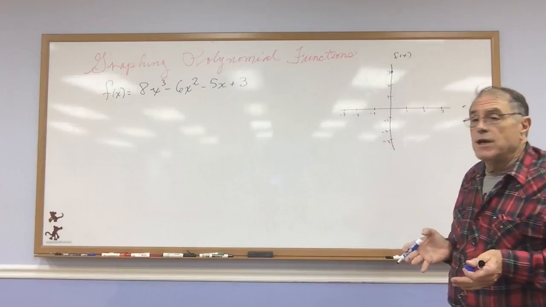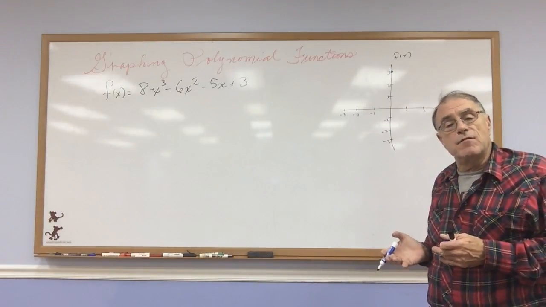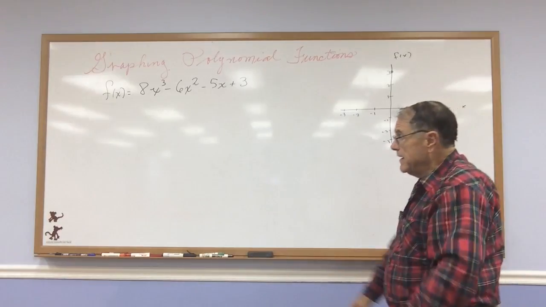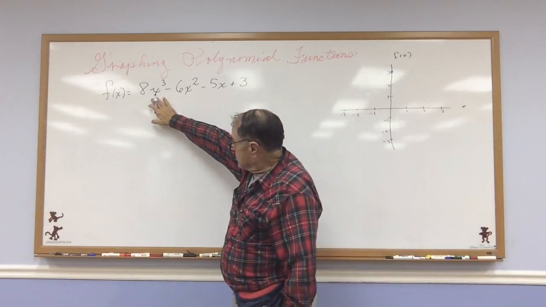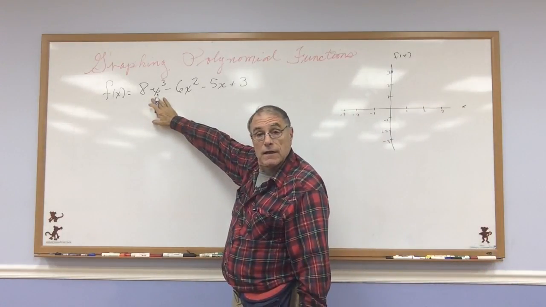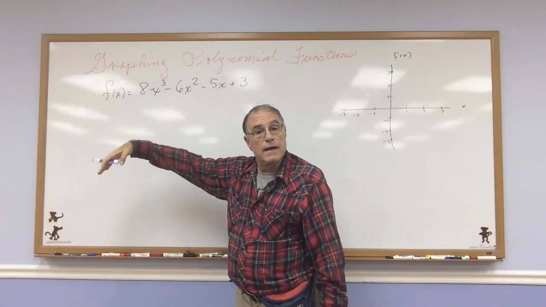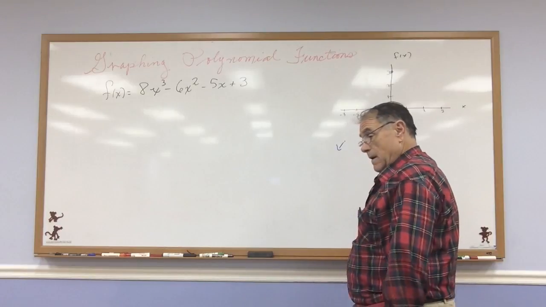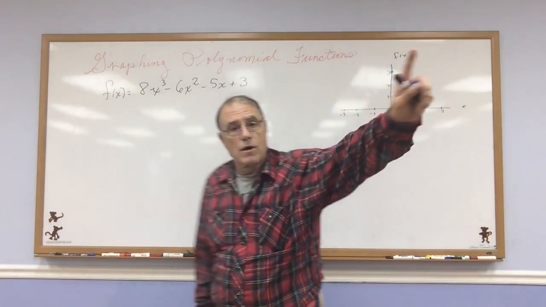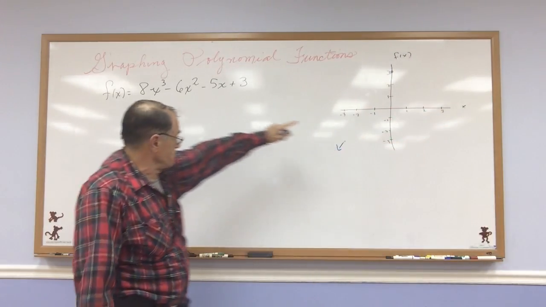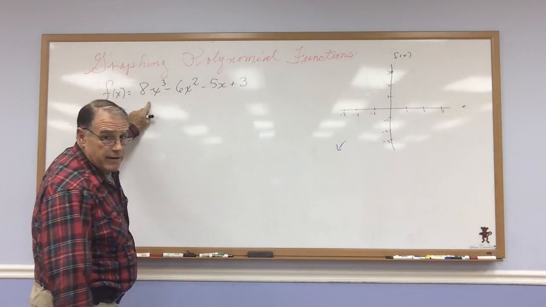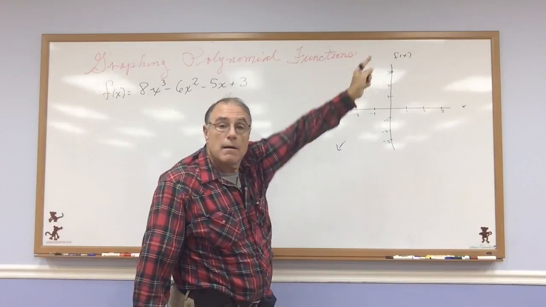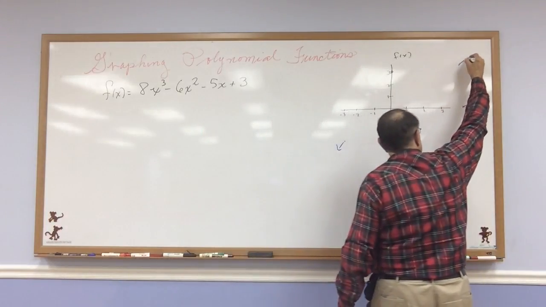The next thing, let's look at the end behavior of the function. As x goes toward negative infinity, this number is getting very large negatively, so the function is heading down toward negative infinity. As x goes toward positive infinity, this number is getting very large positively. Our function then is going up toward positive infinity.